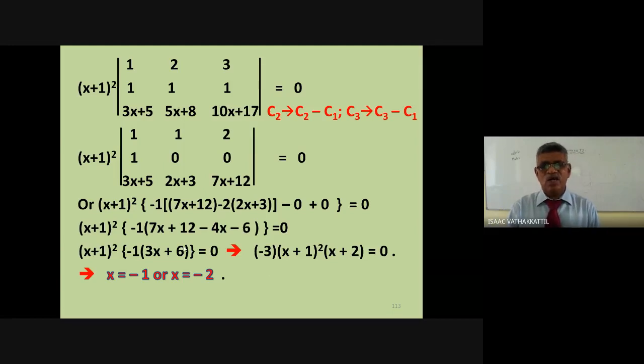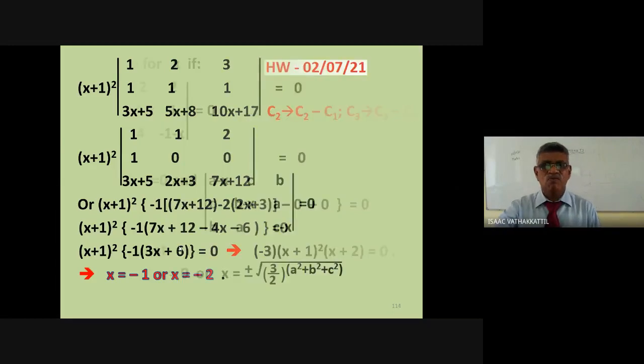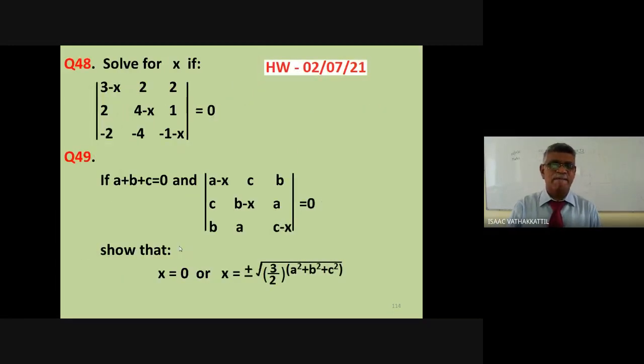I hope you are getting along. Solve for x. Find the values of x when some equations are given. Question number 48. Solve for x. Simple one. I don't have to speak anything, but 49 will be a challenge to you. I want you to do it today. See, I'm not giving too many questions. In between, sometimes I give some challenge.